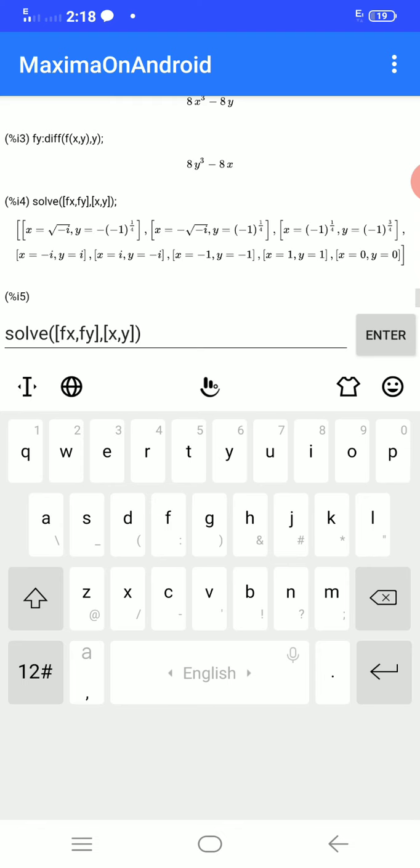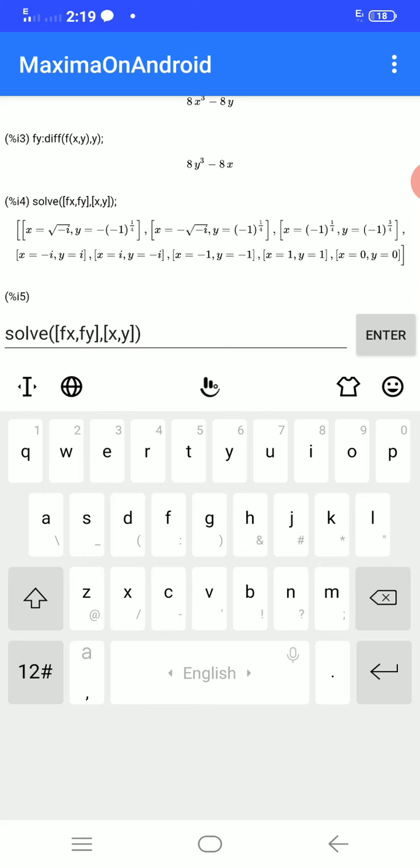So we get output: x is equal to minus i, plus i; x is equal to i, minus i; x is equal to minus 1, y is equal to minus 1; x is equal to 1, y is equal to 1; x is equal to 0, y is equal to 0. So x is equal to plus minus i and y is equal to plus minus i. Ignore. Next, critical points are (0, 0), (1, 1), (minus 1, minus 1).